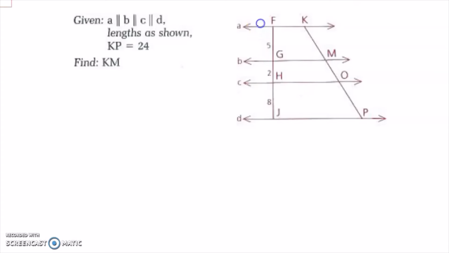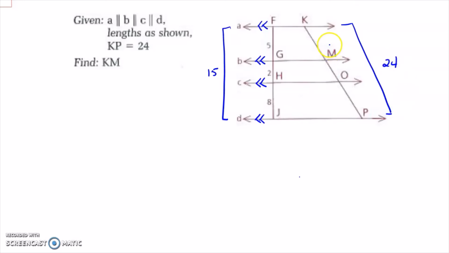We are told that line A is parallel to line B, which is parallel to line C, which is parallel to line D. So they're all parallel to each other. We're given the lengths shown. FG is 5, GH is 2, HJ is 8, which makes FJ 15. We're also told that KP is 24. We are asked to find the length of KM.